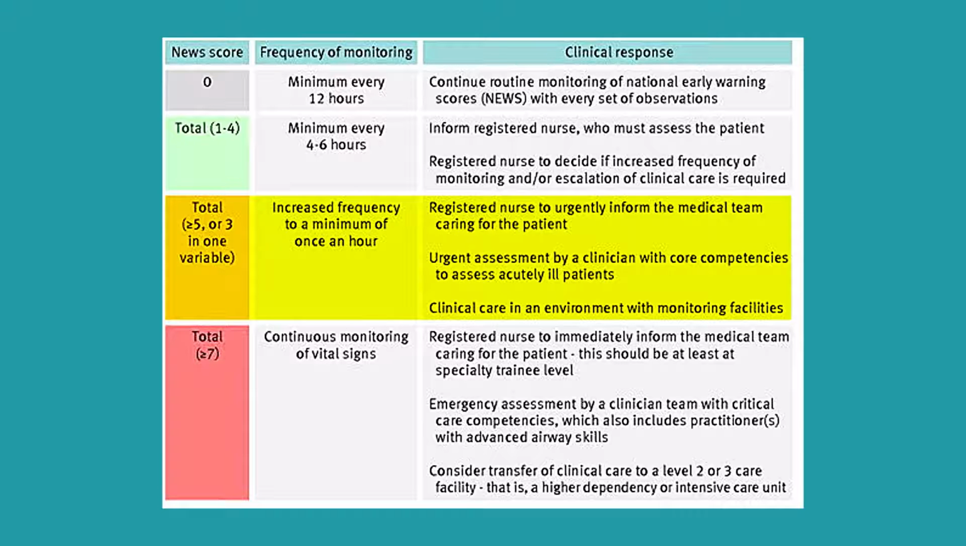Such patients should urgently be assessed by a clinician with core competencies to assess acutely ill patients. Now, patients scoring a total of 7 or more will need to be continuously monitored and be assessed by a clinical team comprising of a person who has critical care competencies and also advanced airway skills. So essentially, the intensive care team should be involved if a patient is scoring 7 or more. So this color-coded chart makes it easier to identify such patients in the ward, and when they are scored at a particular score, the monitoring levels and the escalation of care is planned in an easy way so that these patients can be identified early and resuscitated.